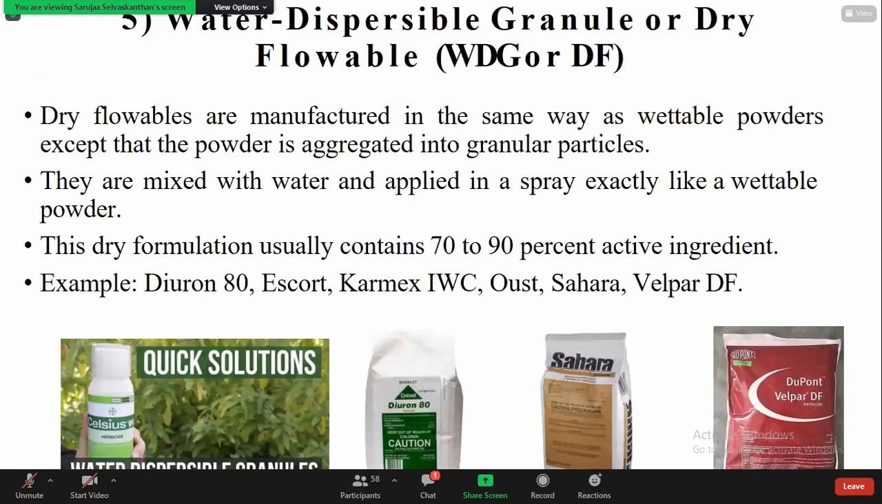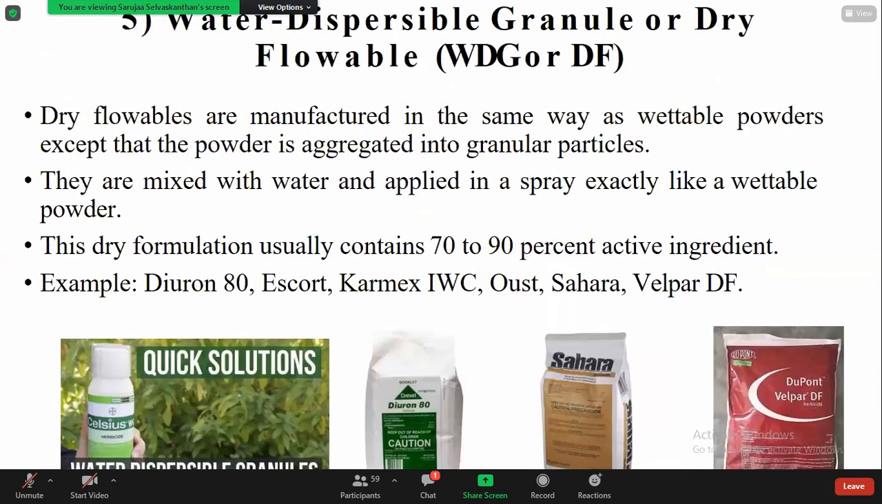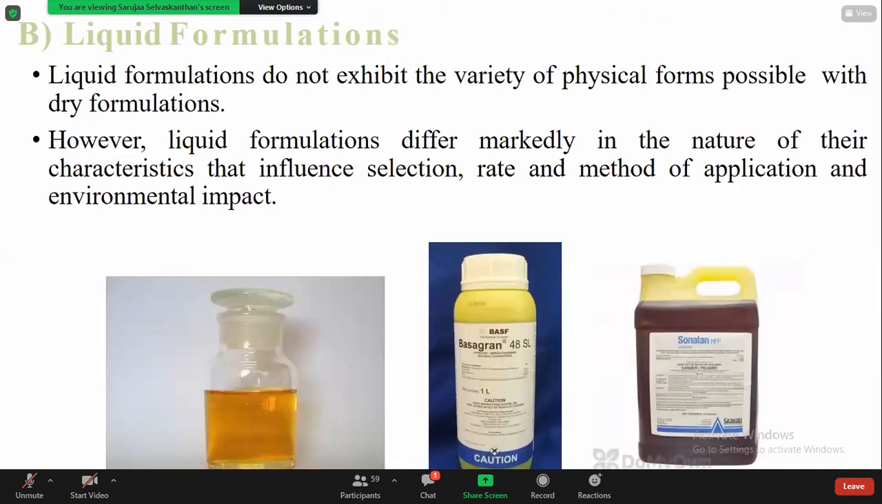Here also there are some pictures. Here also the active ingredient is 70 to 90%. You want only one example. Here also 5 examples are available, but you only remember one or two easily. That's enough. These are the dry formulations. Then liquid formulation: what types are available? These are the things you need. That's enough, no need to go deep.